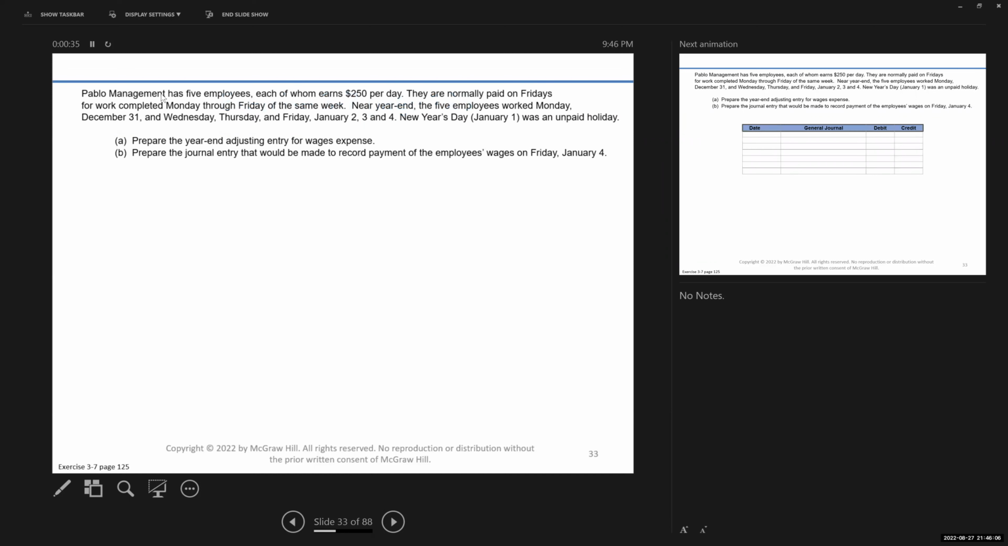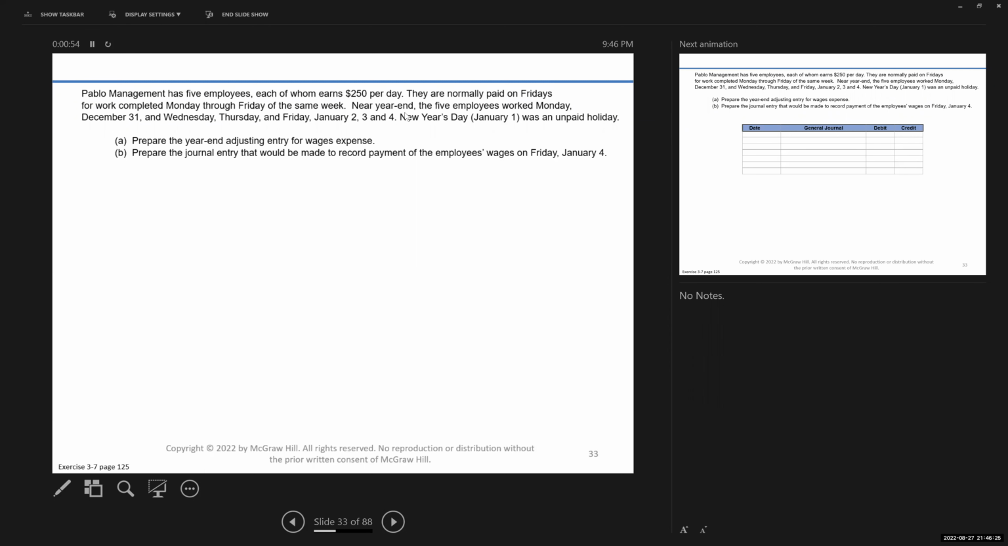Here it is. Pablo Management has 5 employees and each earns 250 per day. Now, what you have to remember is that payday is on Friday for the work that's completed Monday through Friday of the same week. Okay.